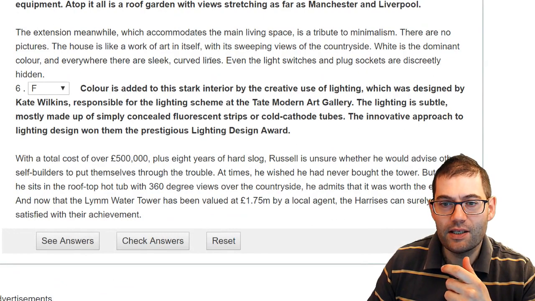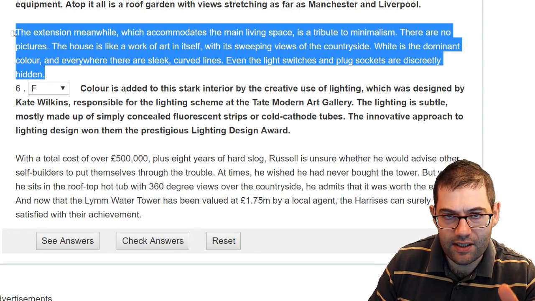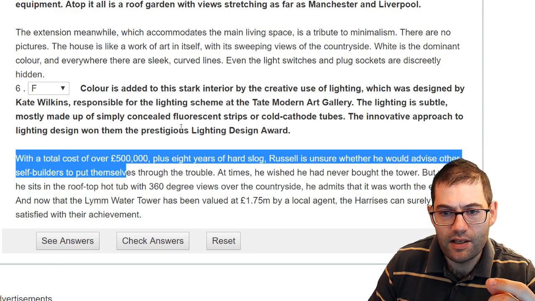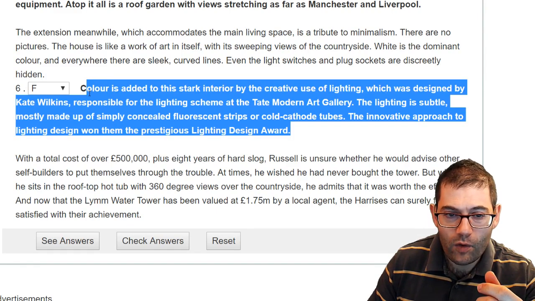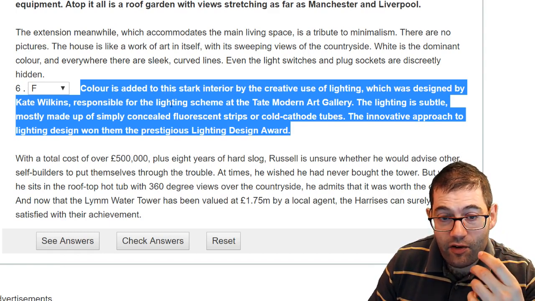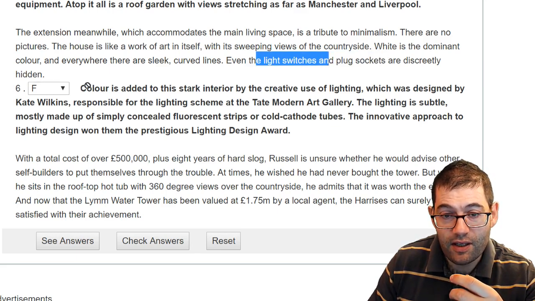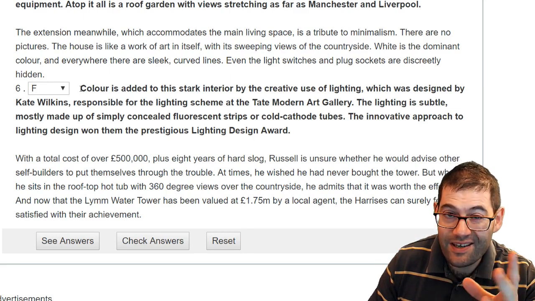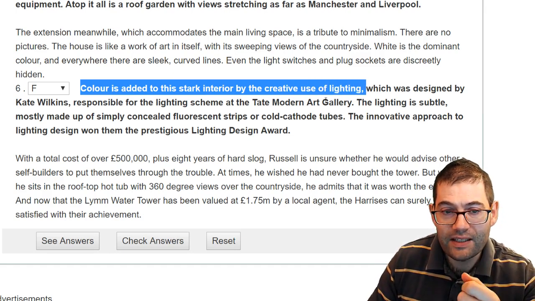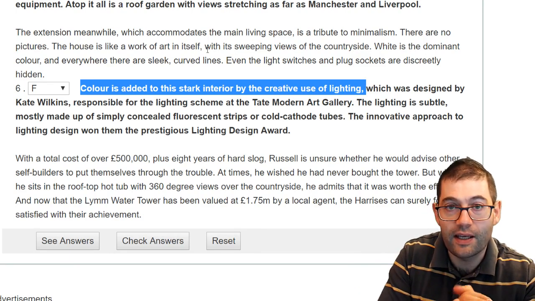And lastly, this I said was quite difficult. Difficult to guess because we were talking about the building still, what's inside the building in a very positive way. And then afterwards, there was a conversation about money and concluding remarks. So what could be in this gap? Well, we've got this paragraph here, which is a further discussion of the interior of the building. And as a matter of fact, we've got here, even the light switches and plug sockets are discreetly hidden. Light switches then goes on to, bit of a tenuous link, you might argue, but nevertheless, light switches and colour and lighting, and so on.